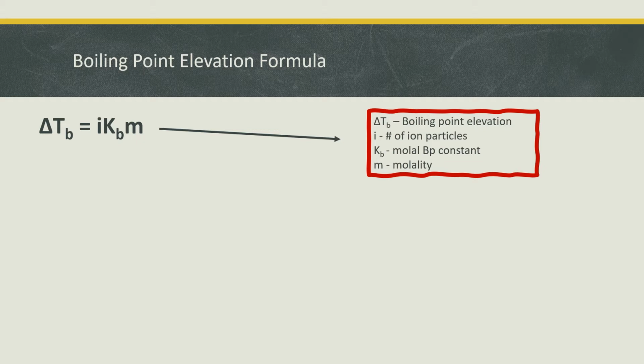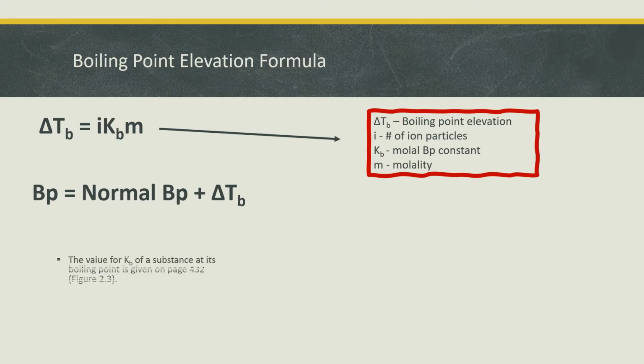Each variable has a meaning to it. So again, in order to do this stuff, you got to know what that is. The other equation that we're going to use for this is BP equals normal BP plus delta T sub B. BP stands for the boiling point. The normal boiling point is a constant that you can look up again on the table, which I'll show you here in a minute. And the delta T sub B again is the boiling point elevation.